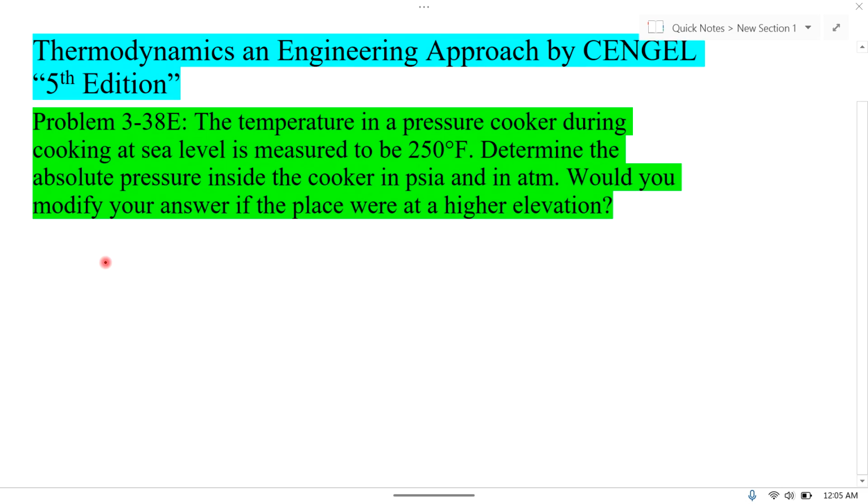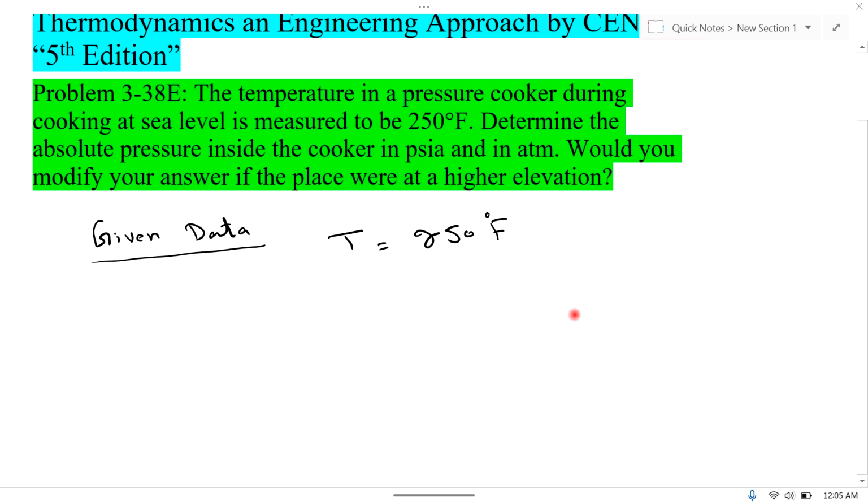So in the problem, the given data is: the temperature in the pressure cooker is 250 degrees Fahrenheit. This is the saturation temperature, because in a pressure cooker this is the boiling point of water. So it means that this is the saturation temperature.